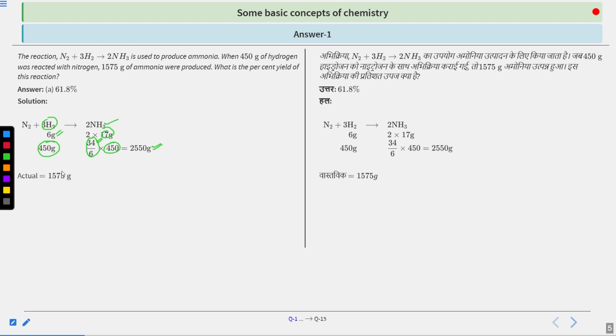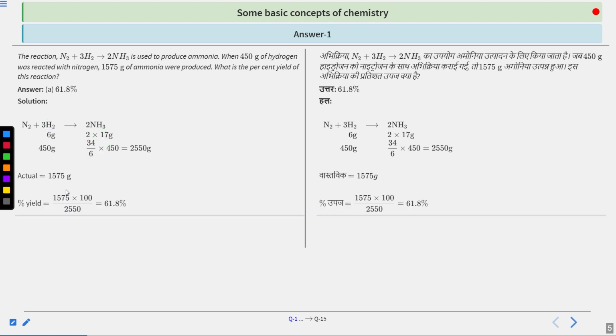But actually we are getting 1575 gram. Now, how do we calculate the percentage yield? Very simple. Percentage yield is given by the yield which you got divided by theoretical yield, multiplied by 100. You can just imagine it in terms of an examination: the exam is of, suppose, 100 marks, you got 60 or 70. So what is the percentage that you got? That is the thing. So 2550 was expected, 1575 is what we got, multiplied by 100, which gives us 61.8% as your answer. Clear?